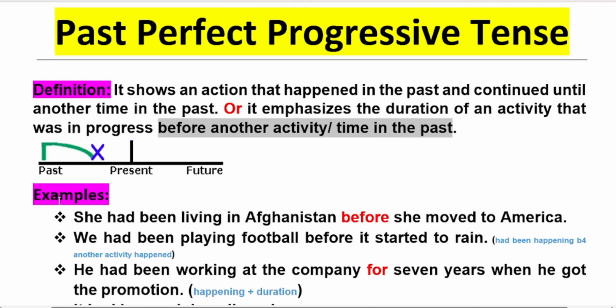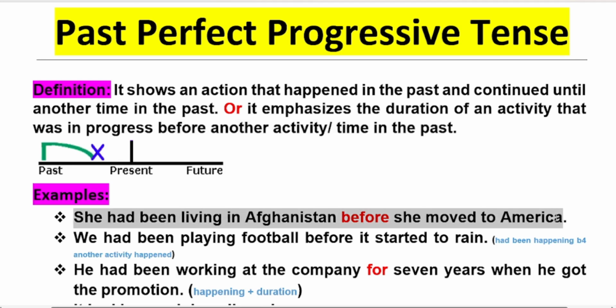For example, look at this example. She had been living in Afghanistan before she moved to Canada.